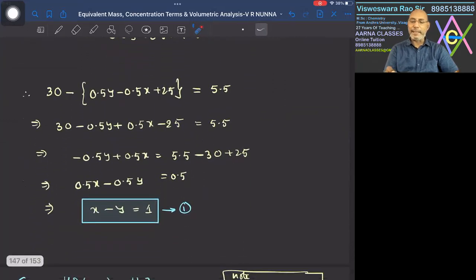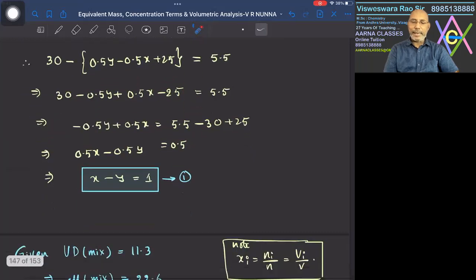So we have to simplify this equation. I'm just expanding this equation. The negative sign, I multiply with the entire thing: negative times positive is negative 0.5x, negative times negative is positive 0.5y, and negative 5.5. So I will keep the numbers on one side and the variables on the other side. 30 taken this side becomes minus 30, and minus 25 taken this side becomes plus 25. Here this one is left, so I just write this one here.